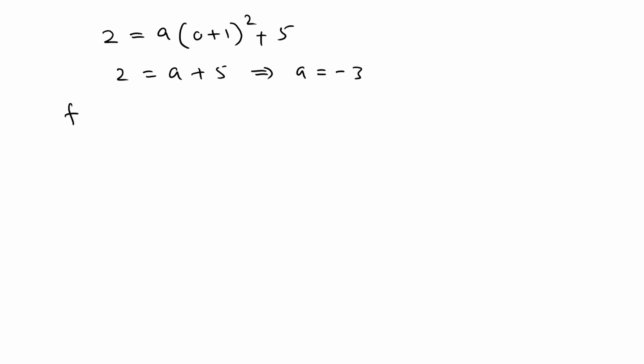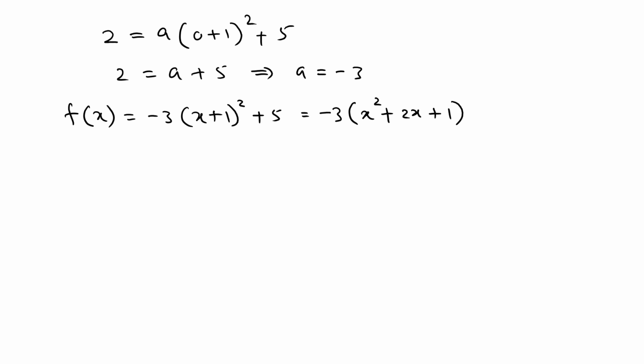Then we go back and plug that in. So f(x) equals -3 times (x plus 1) squared plus 5. If you simplify, -3 times (x squared plus 2x plus 1) plus 5, you get -3x squared minus 6x plus 2. Good. So that is the function we are looking for.